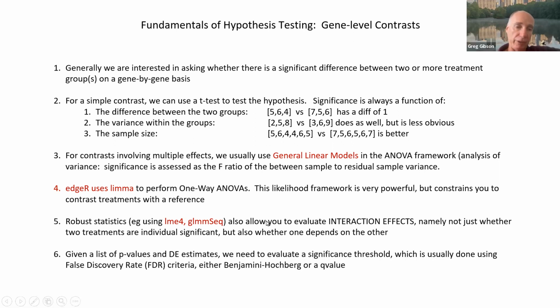Okay, and then one other thing we need to discuss is that what you're going to get as output from doing, say, 10,000 different gene expression comparisons is a list of p-values and their differential expression estimates. And if you've got that, you need to have some sort of significance threshold to evaluate. We're usually going to do that with a false discovery rate criterion, which could either be a Benjamini-Hochberg one or a q-value, and I'll explain that as we go on.